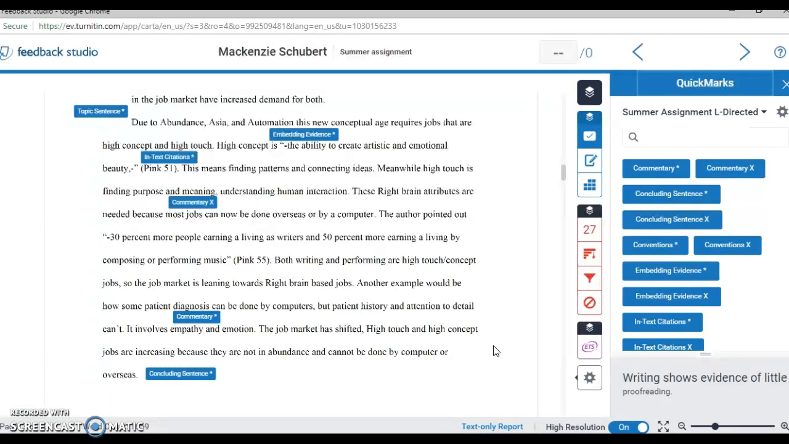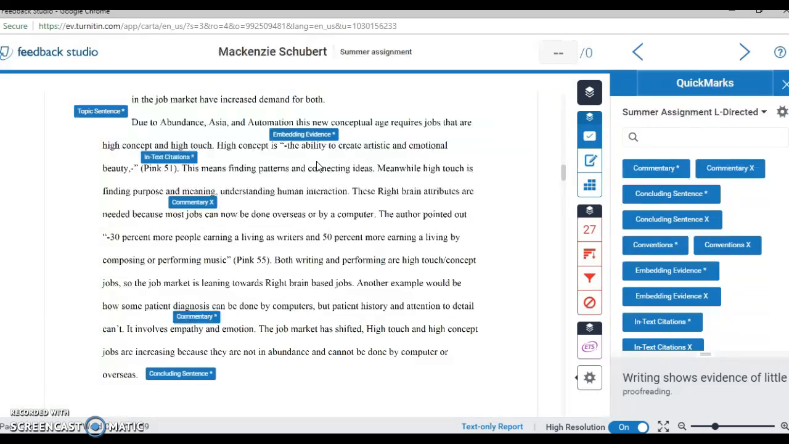Next, I looked at your evidence. I thought you did a pretty good job selecting evidence. So here you define one of them, and then here you explain how they're increasing in society today. You're also doing a nice job of what's called embedding or integrating your evidence. So this one, for example, says high concept is the ability to create artistic blah blah blah. And that's nice because even with the quotes, it reads really smoothly, which is exactly what we want.